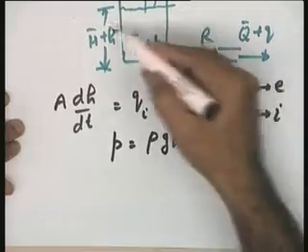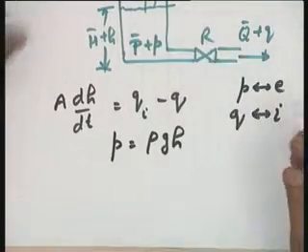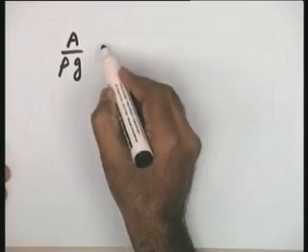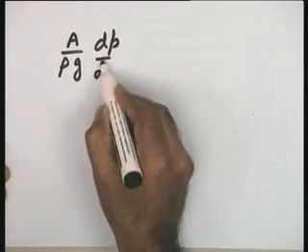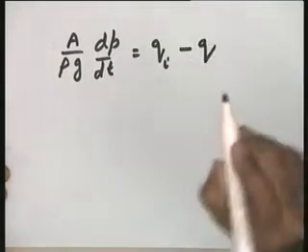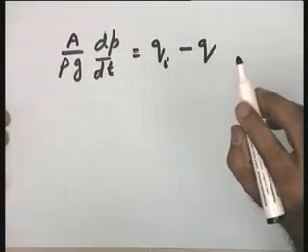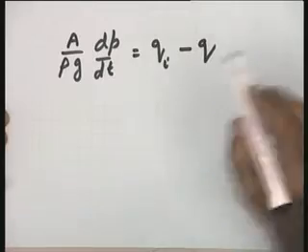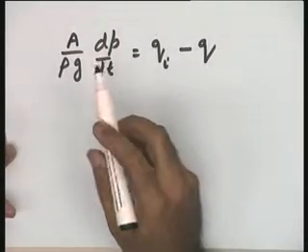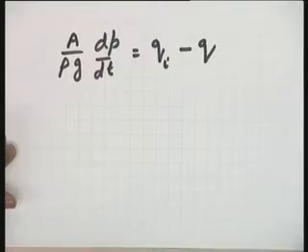The pressure and height are related by rho g into h, and hence your equation becomes A by rho g dp by dt equal to qi minus q. Qi is the input variable. Well, as you help me in this particular situation, I need one more help please.